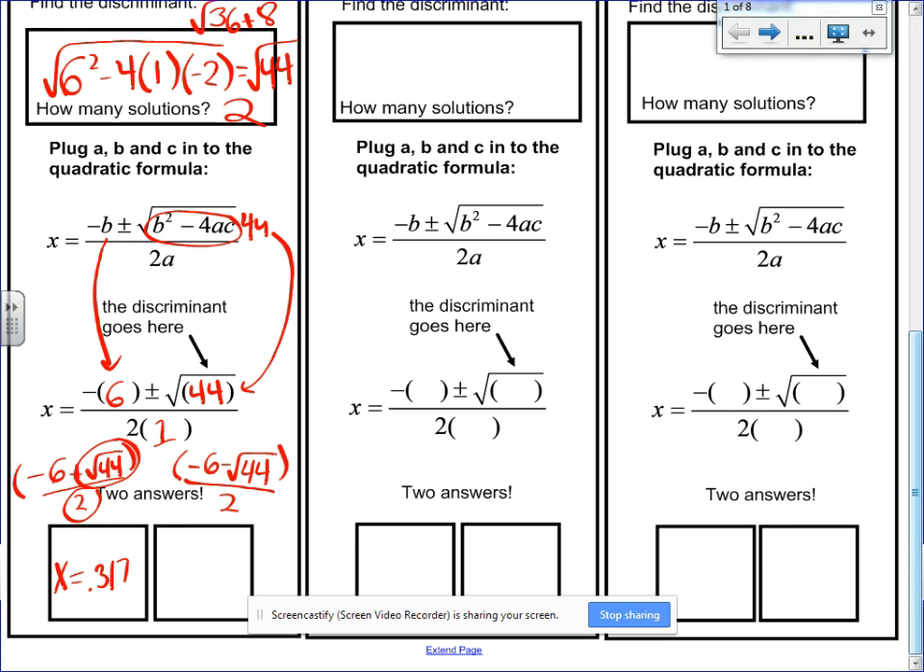Your first answer should be x equals 0.317, roughly, because it's 0.3166247904. The next one you're going to do is this one. So you put in parentheses, negative 6 minus the square root of 44, parenthesis, divided by 2. And you should get x equals negative 6.317. Oftentimes you'll find that there is a little bit of similarity in these. As you can see in this one, you have the 0.317. Okay, let's move on to the next one.